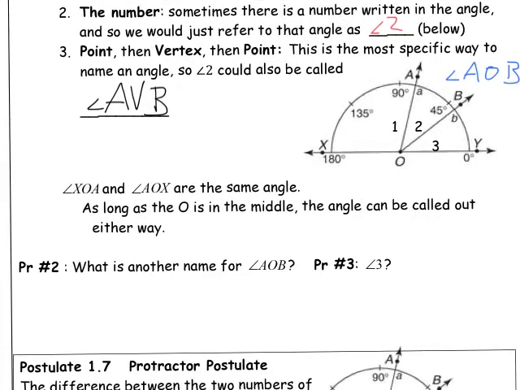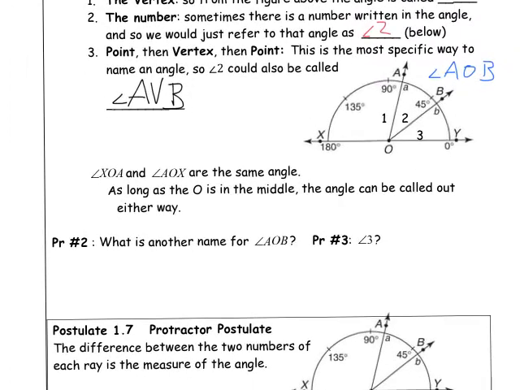All right, let's talk about practice number 2 here then. So if that's true, what's another name for angle AOB? And don't use angle 2. Just give me another way to write angle AOB. And then maybe you should also think of a way to name angle 3 here. So go ahead and do this. You may want to pause the video because I'll put the answers up in just a second.